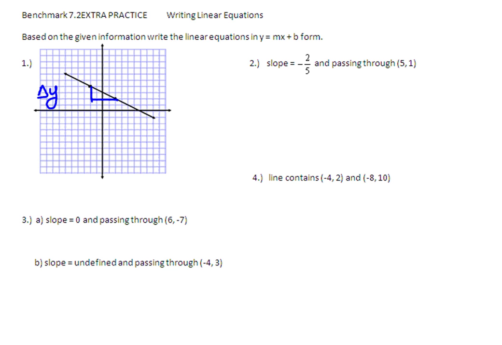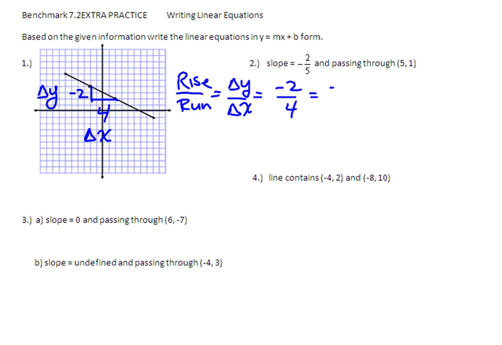This delta y is my change in height. It goes down 2 as I go 4 to the right, which is my delta x. My slope, my rise over run, is the same as delta y over delta x. It's down 2 over 4. I'm going to reduce that to negative 1/2. So far I have y equals negative 1/2 x. This m is my slope. Right there, that's slope. I just need to find my b, my y-intercept.